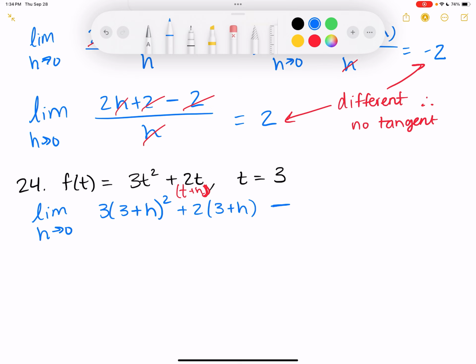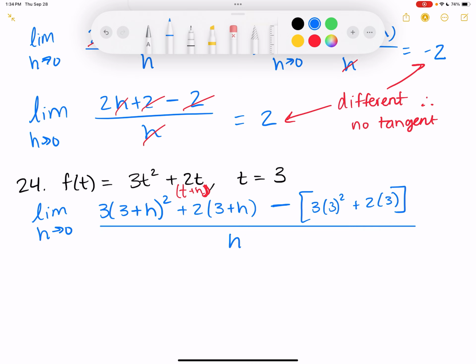Minus, and I'm going to bracket it off because there's going to be 2 parts. I don't want to forget about it. Now I'm just evaluating at 3, so plugging in 3 for t. So 3 times 3 squared plus 2 times 3. And again, if you wanted to just multiply that and fill in the number, that's fine. All over h. Love how it's just everything and just h. Limit as h approaches 0.